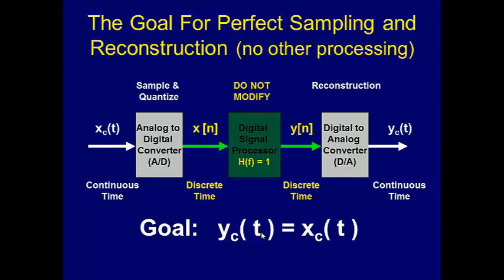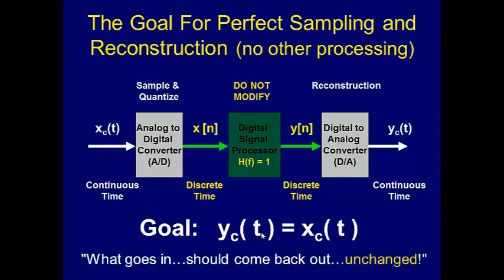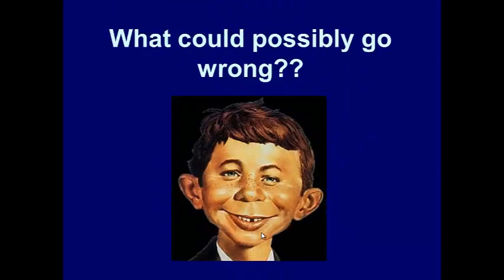And can I mess this up just by the sampling process? The answer is, I want what goes in to be what comes out without any essential change. What could possibly go wrong? Well, answer, lots of things can go wrong. And so before we do anything else, we've got to do sampling right. And what does doing sampling right mean?